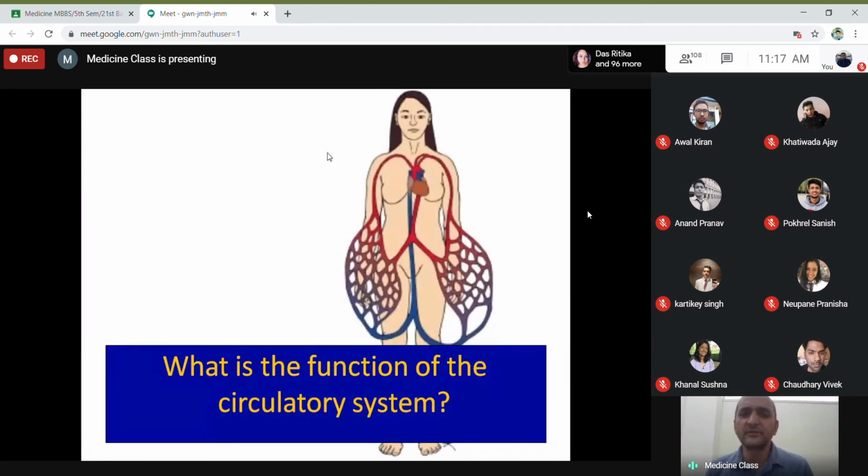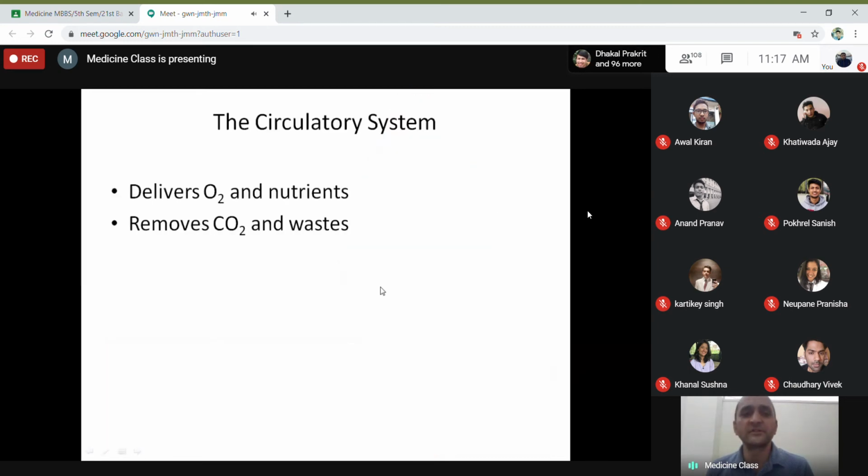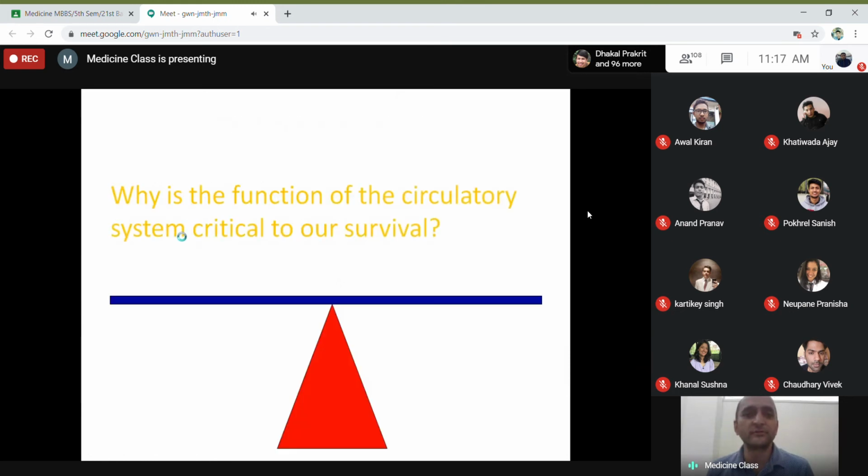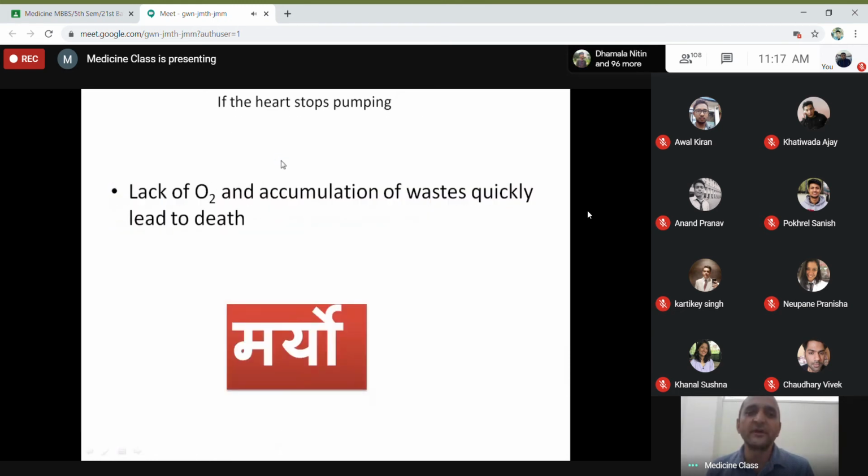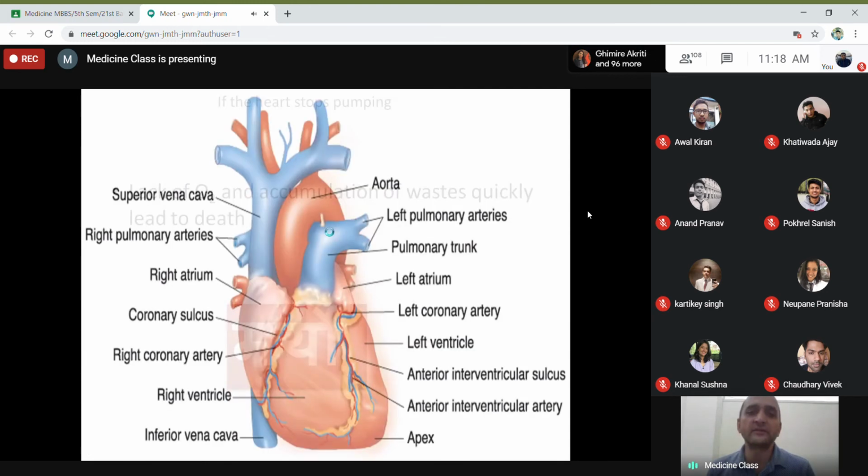The circulatory system circulates oxygen and nutrition to the peripheral organs. The main thing is that it delivers oxygen and removes CO2. The function of the circulatory system is survival. If there is a lack of O2 or a quick accumulation of waste products, it leads to death. Then we call it mortality, a dead patient.